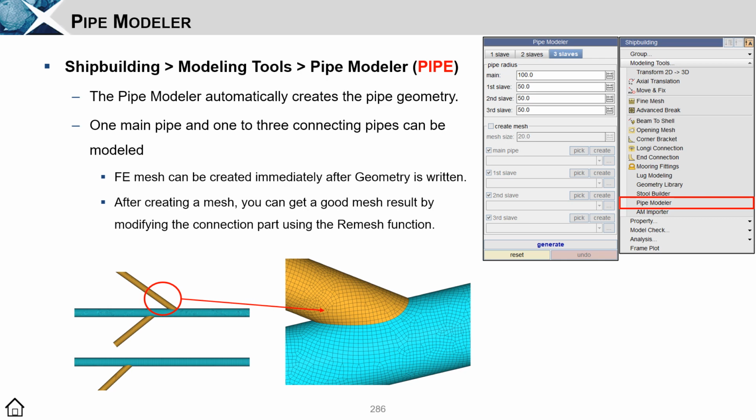The Pipe Modeler command is a feature that automatically models the pipe connection geometry. The user creates geometry by entering a location and radius. 1 main pipe and 1 to 3 connecting pipes can be modeled, and a mesh can be created immediately after geometry is written. After creating a mesh, you can get a good mesh result by modifying the connection part using the remesh function.